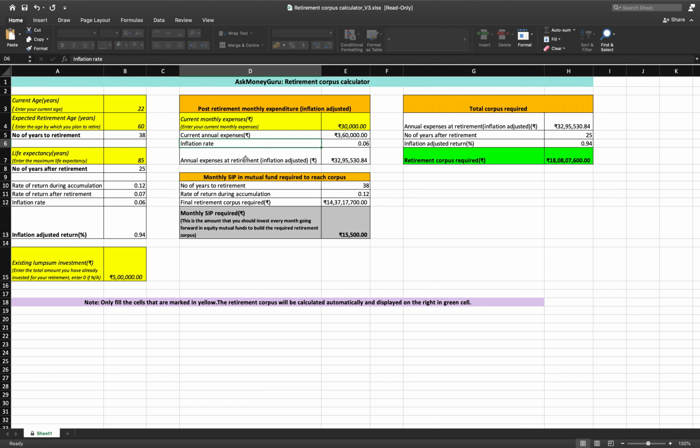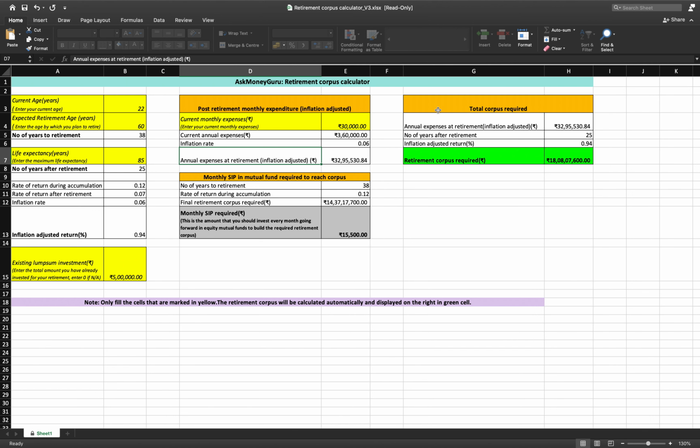Then we have the annual expenses at retirement after adjusting for inflation. So currently this is your annual expenses, but let's say by the time you retire, obviously it will not remain the same. It will keep on increasing based on the inflation rate. So considering that, this will be the rough annual expenses at retirement after adjusting for inflation through all these years.